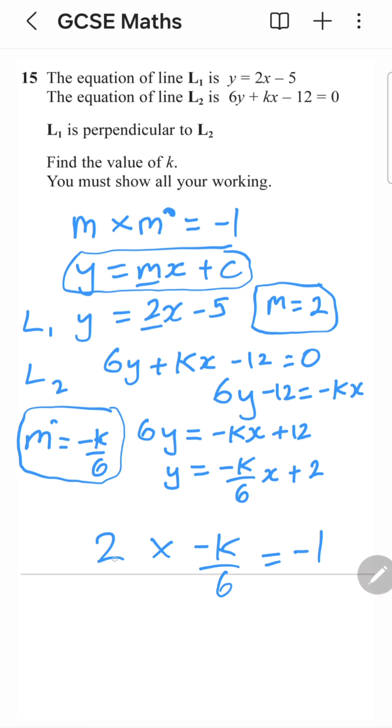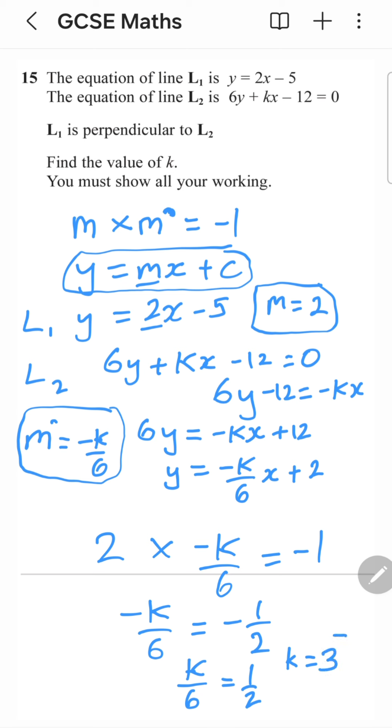So what you can do is take the 2 to the other side, and you'll be left with minus k over 6 equals minus 1 divided by 2, which is minus a half. Add a minus on both sides so you can get rid of the minuses. So k over 6 is 1 over 2. And then take the 6 to the other side. So k is a half times 6. So that means k is 3.